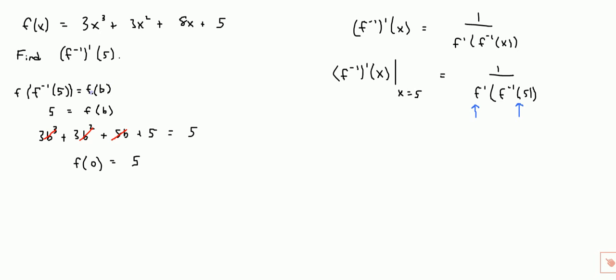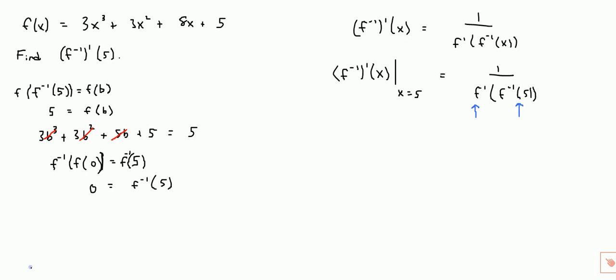Right, so originally we had f inverse of 5 is equal to b. Right, so we can take f inverse of both sides. Right, sorry. So f inverse and f will cancel, so 0 is equal to f inverse of 5. Okay, so that's how to find f inverse of 5.